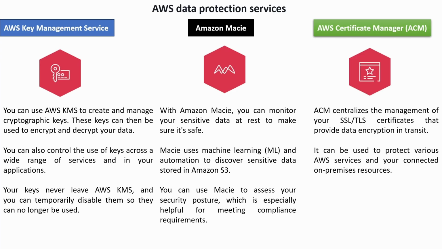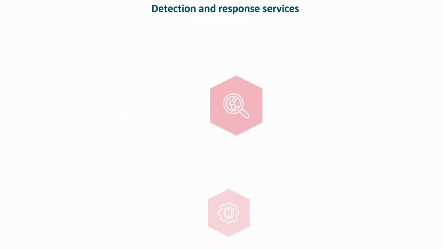Last up is AWS Certificate Manager. ACM centralizes the management of your SSL or TLS certificates that provide data encryption in transit. It can be used to protect various AWS services and your connected on-premises resources. Preventing and protecting against security threats are two methods for securing your AWS resources. You should also be prepared to detect and respond to security incidents that might occur.